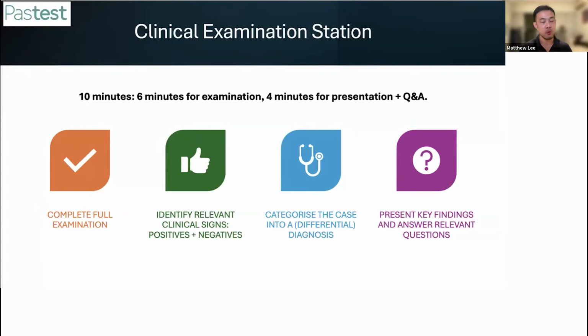The candidate was performing a standard cardiovascular examination that starts with inspection peripherally, moves to the face, and then the chest. Alongside, you may have picked up a couple of clinical findings that were relevant.